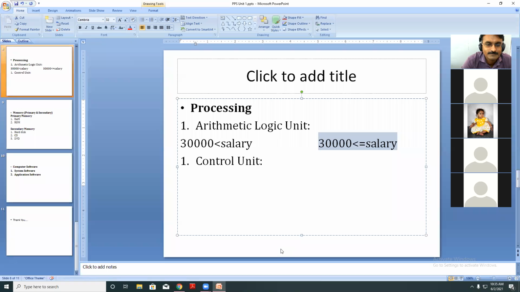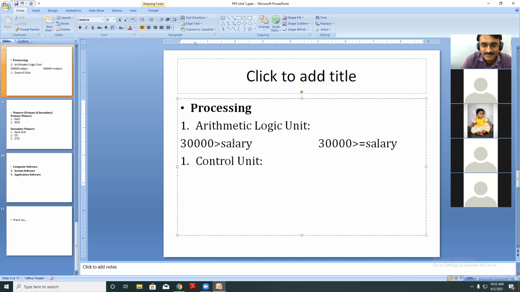Sir, less than wouldn't be there; greater than is there in both. Salary is greater than 30,000. Yes. Okay, I will make it reverse. Good observation. Okay. So our problem statement remains the same.